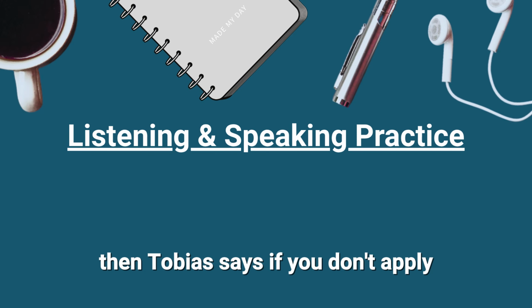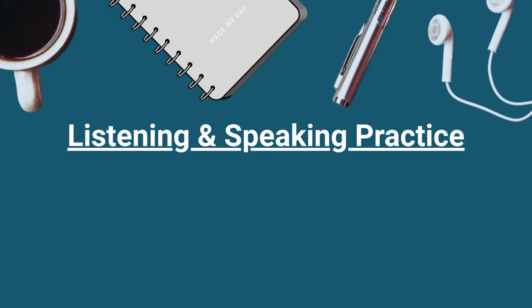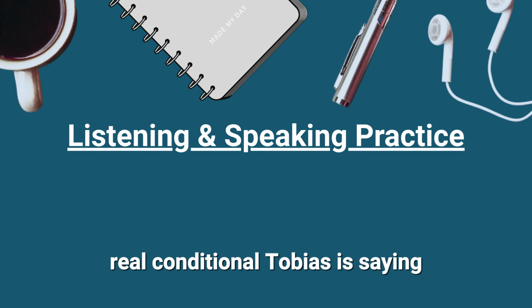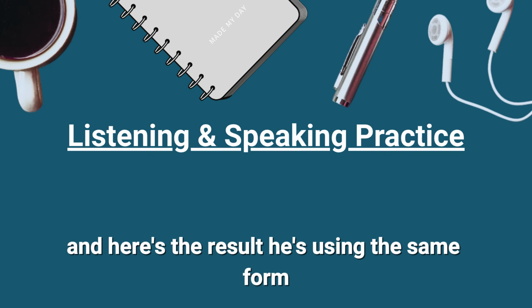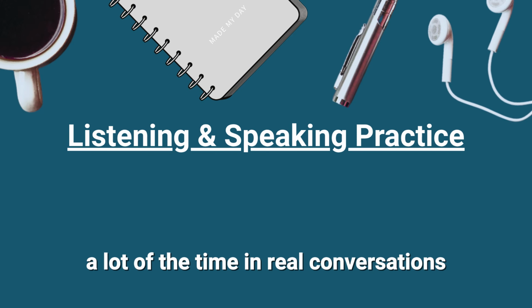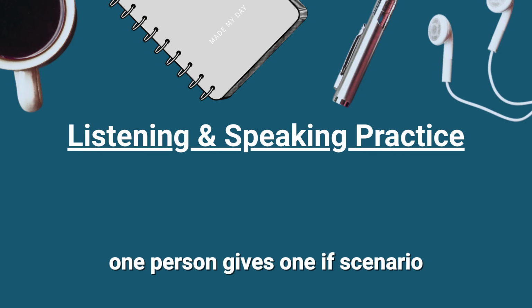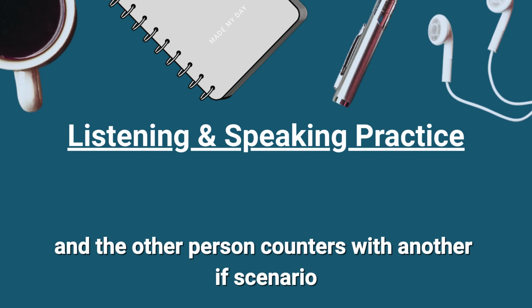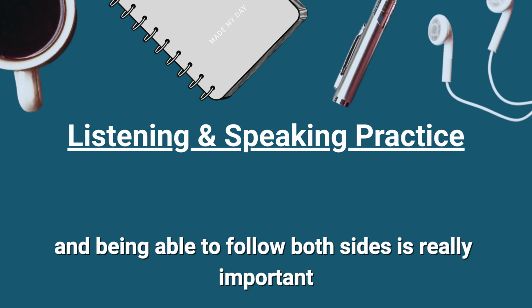Then Tobias says, "If you don't apply, you'll never know." Same structure, real conditional. Tobias is saying, this is also a real possibility, and here's the result. He's using the same form to give her a different perspective. A lot of the time in real conversations, people go back and forth like this. One person gives one if scenario, and the other person counters with another if scenario. It's almost like a kind of debate or negotiation, and being able to follow both sides is really important.